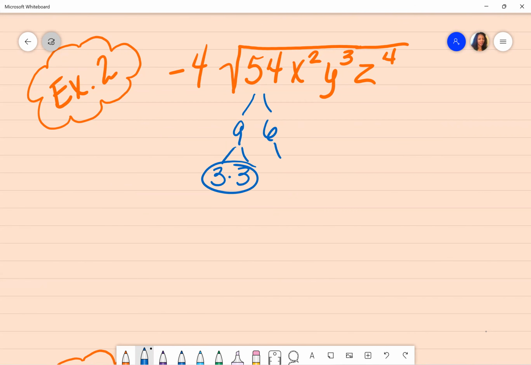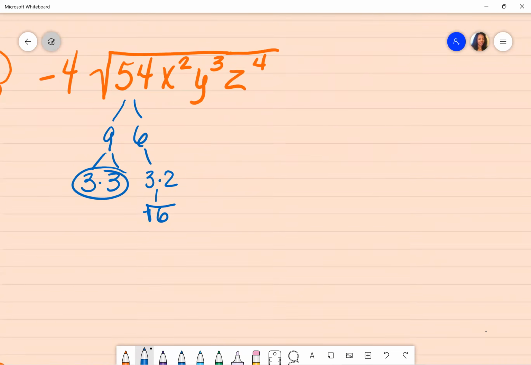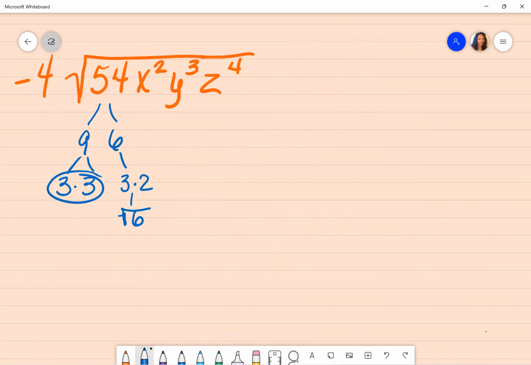Can't do anything with that 6. We have a 3 times 2, but they're not pairs. So when that happens, what you do is you just leave this number under the radical as is. So you still have to multiply that 3 times 2 to put it back to that 6. And now we're going to go back over, and I'm not going to take the time to write out the x's and the y's and then circle the pairs. I'm just going to do it the way that I think is easier.